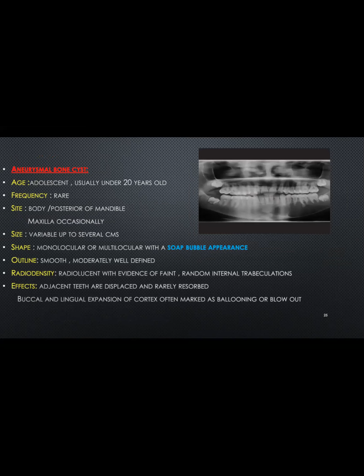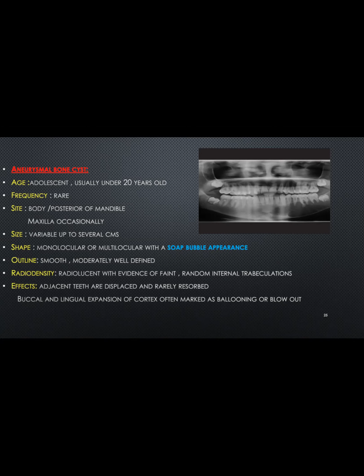Okay, now we're going to talk about the aneurysmal bone cyst. Like I said before, despite their name, they're not really cysts because they lack that epithelial lining, but it's more accurately defined as a giant cell lesion. Now, the age is usually adolescents, usually under 20 years old. The frequency is rare. The site is the body of the mandible, just like you could see in that picture.